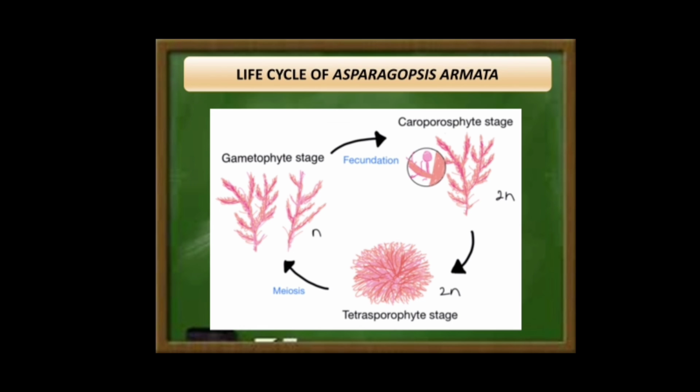Asparagopsis armata has two morphologically different stages of development, the gametophyte stage and the tetrasporophyte stage. Asparagopsis armata goes through haploid and gametophytic phases in a heteromorphic diplohaplontic life cycle. The Asparagopsis armata gametophyte grows into an adult form and goes through fecundation to produce a diploid, which then divides into a tetrasporophyte that goes through meiosis to develop into the gametophyte.